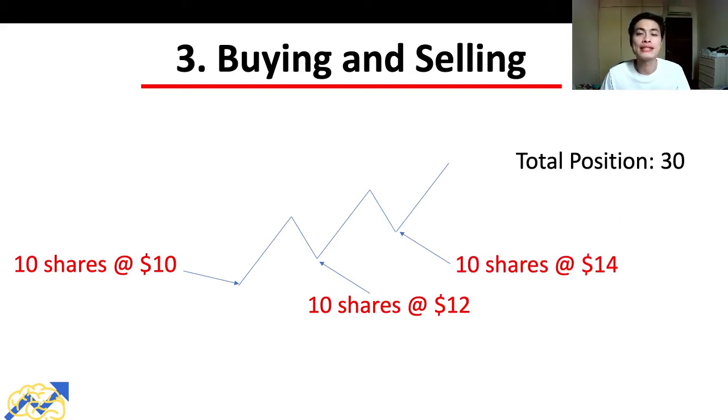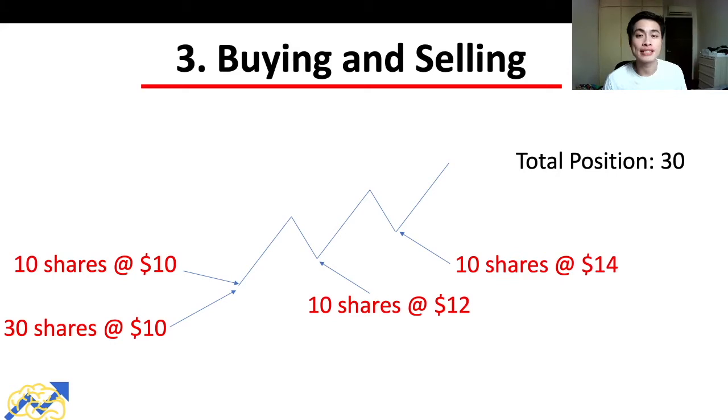Now, some of you might be thinking, if prices are going up, why don't we enter a full position of 30 shares at the beginning? Which means that we will buy 30 shares at $10. If we have bought 30 shares at $10 at the start, instead of 10 shares at $10 and then another 10 shares at $12 and then finally another 10 shares at $14, for the 30 shares at $10 position, we would have made even more profits compared to the scaling up positions.